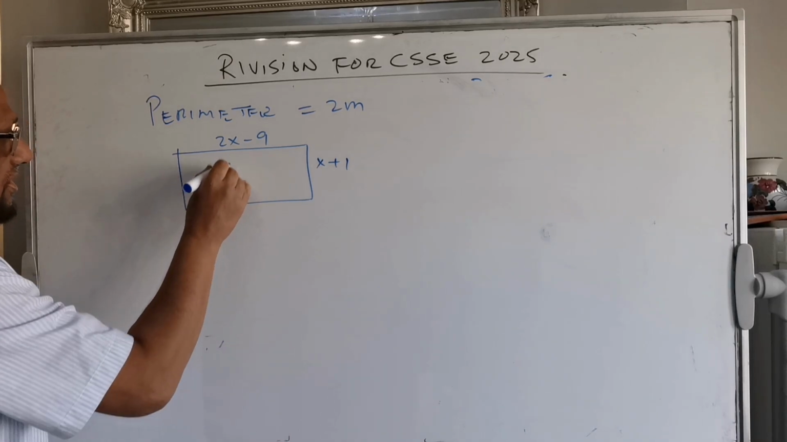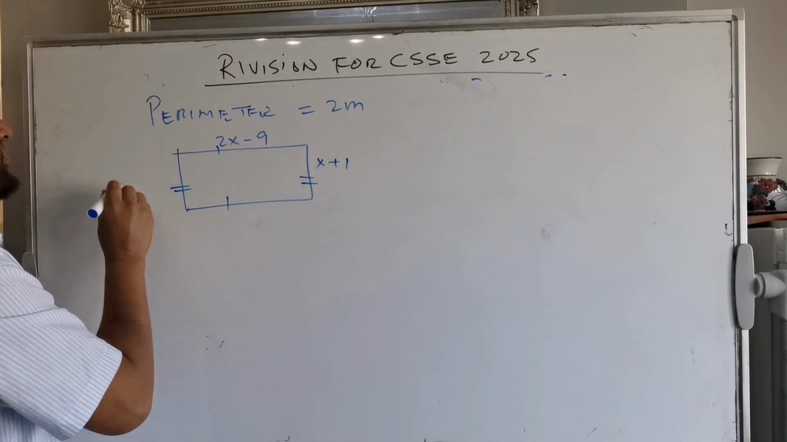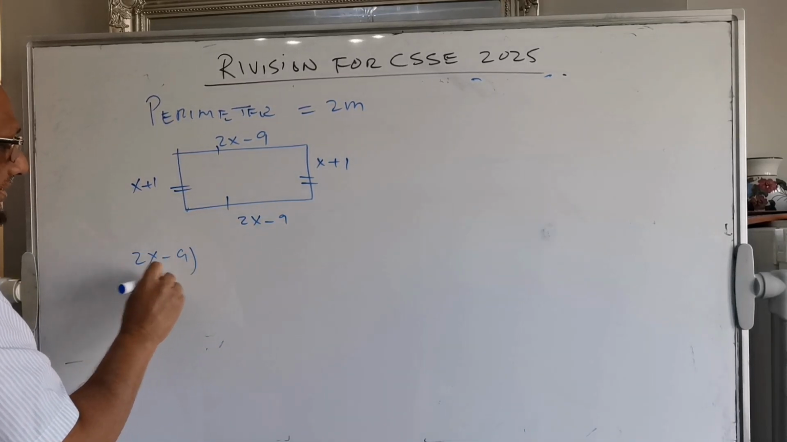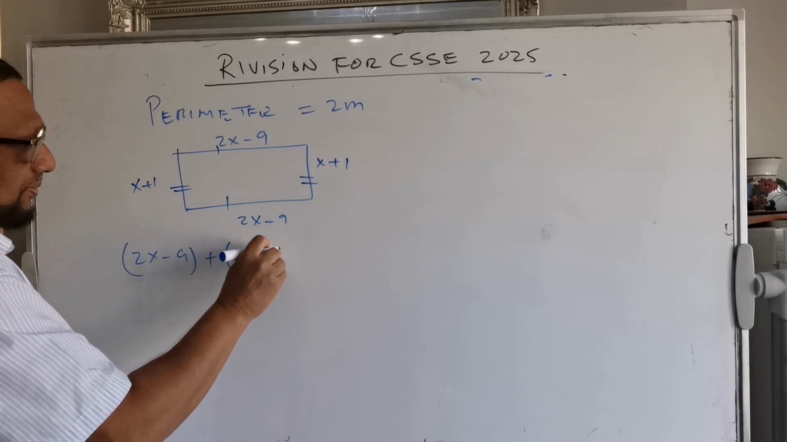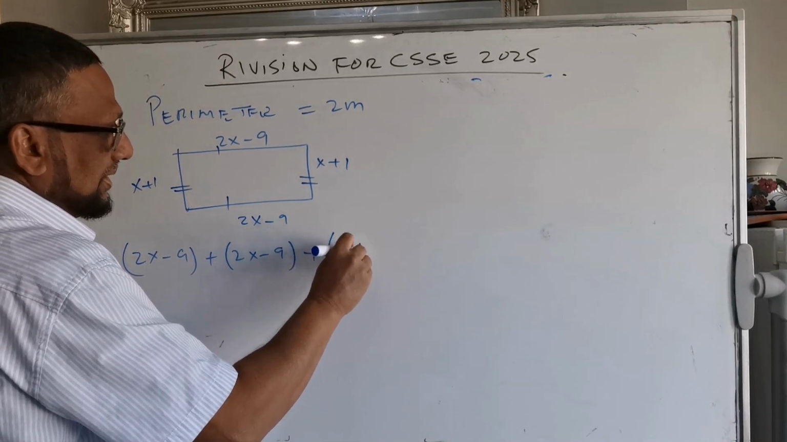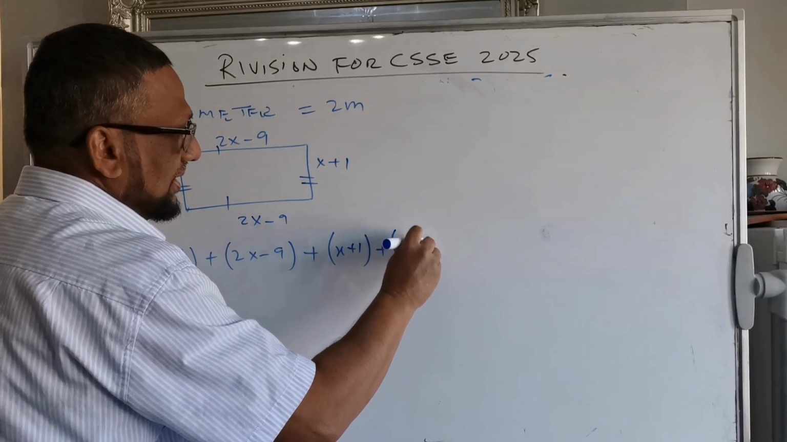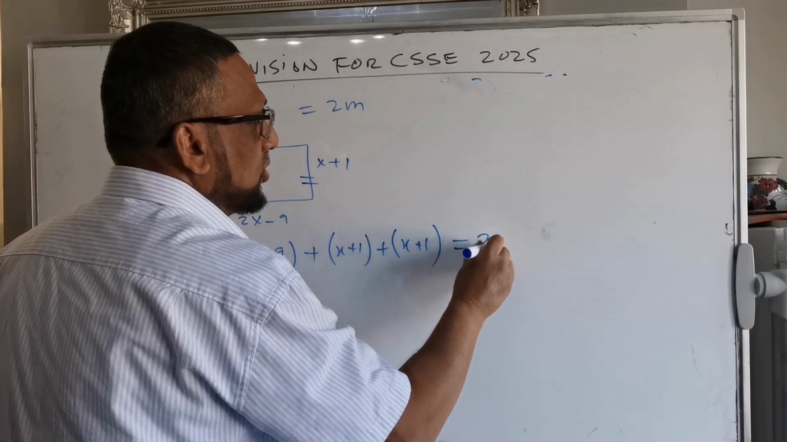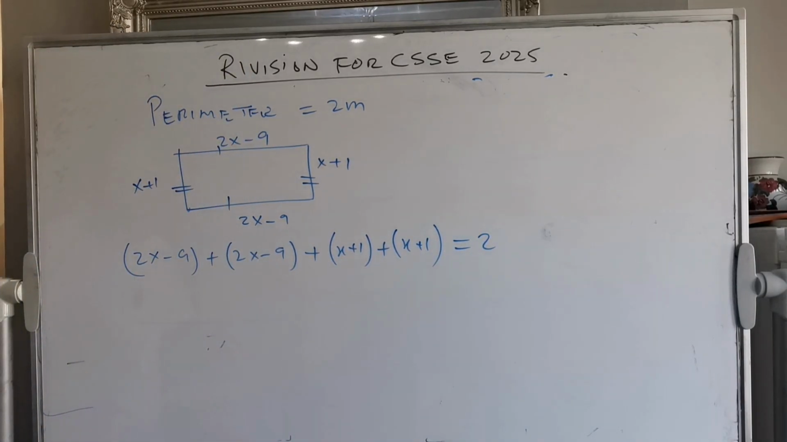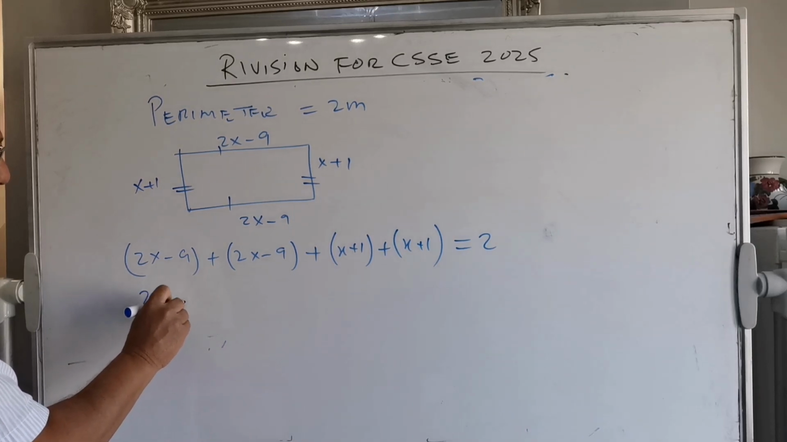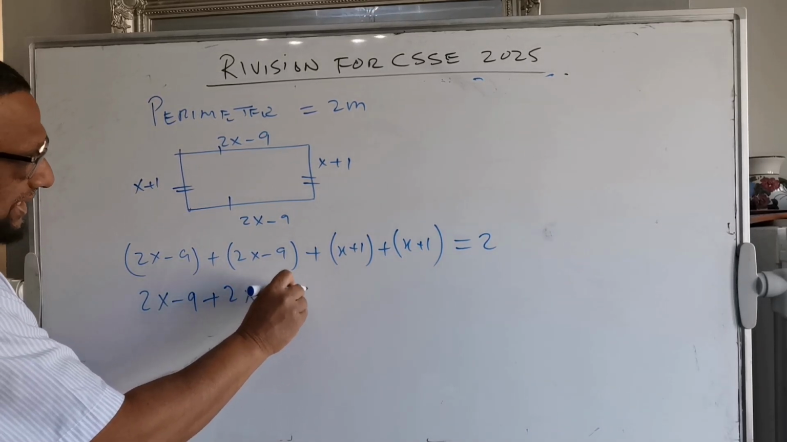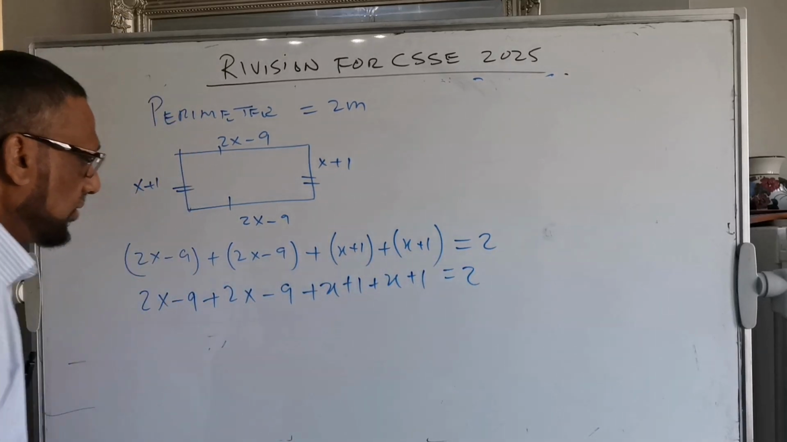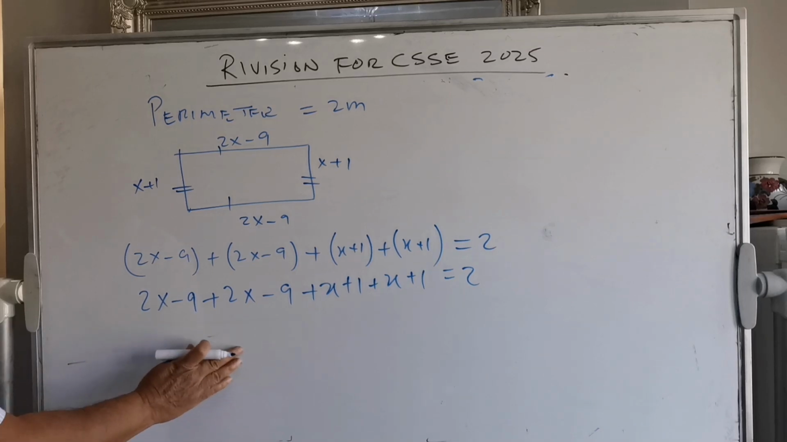Opposite sides are equal, so this one is also x plus 1, and this one is 2x minus 9. So 2x minus 9 plus 2x minus 9 plus x plus 1 plus x plus 1, and the perimeter is given equal to 2, so I can write 2 only. Rewrite: 2x minus 9 plus 2x minus 9 plus x plus 1 plus x plus 1 equals 2.